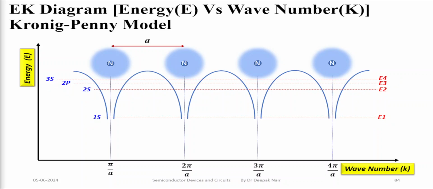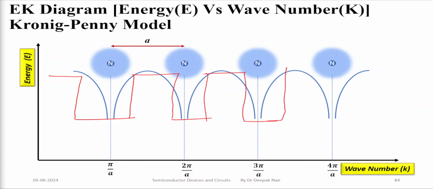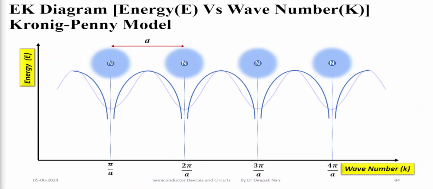Now, one more fascinating thing about this diagram is that if you try to simplify it, you may end up with something like this, where it looks almost like a square wave, with higher and lower potentials. Or further, if you want to simplify it, you may represent it with a behavior which almost looks like a sine. Therefore, it is called wave function or wave number.